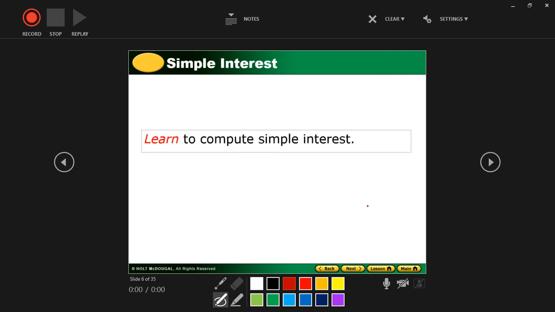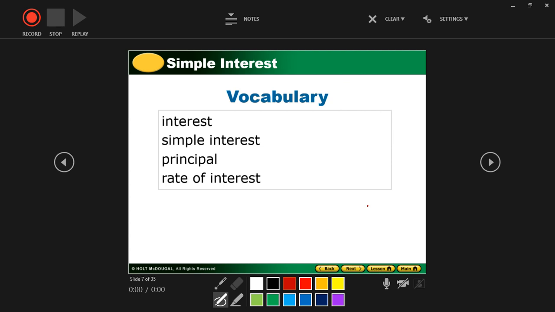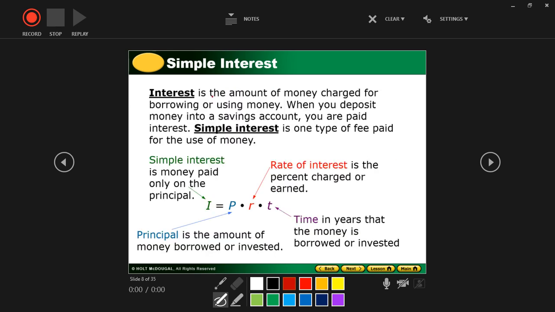Now, let's learn to compute simple interest. So, these are the terms associated with simple interest: the interest itself, the simple interest, the principal, and the rate of interest. Okay. So, definition. Interest is the amount of money charged for borrowing or using money. When you deposit money into a savings account, you are paid interest.